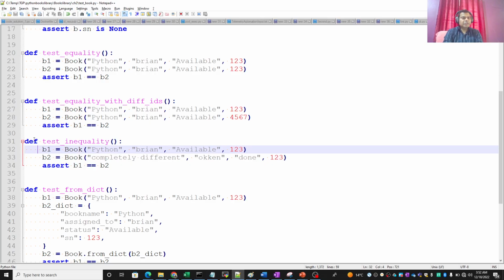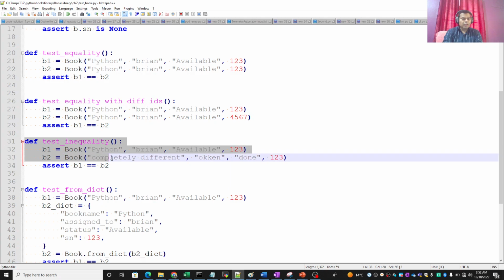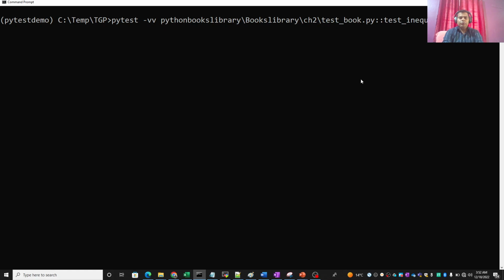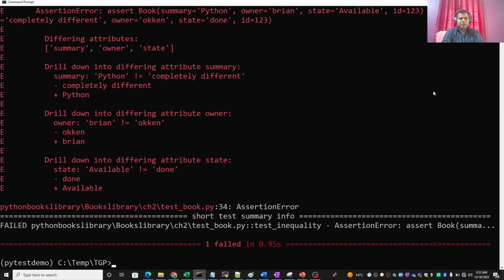Okay, so this is the test case we were talking about. In this particular test case, we can see that we have two different data, so of course they will be two different objects, and while comparing, this test case is going to fail. So let's go back to the command line. From the test book, we are just looking for test inequality and we'll call this particular test case. And then we see that, yes, as we expected, the test case fails.